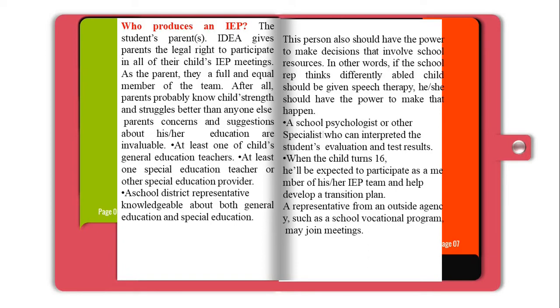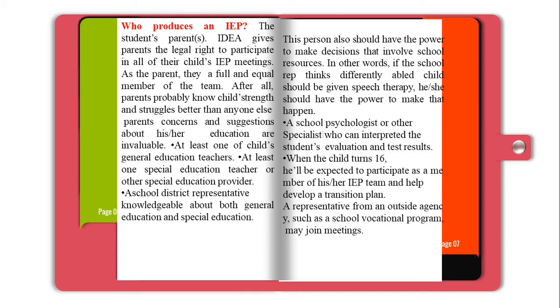The person also should have the power to make decisions that involve school resources. In other words, if the school thinks a differently able child should be given speech therapy, he or she should have the power to make that happen. A school psychologist or other specialist who can interpret the student's evaluation and test results.